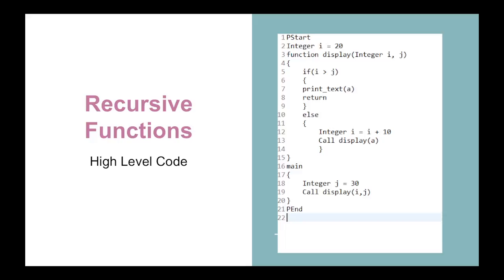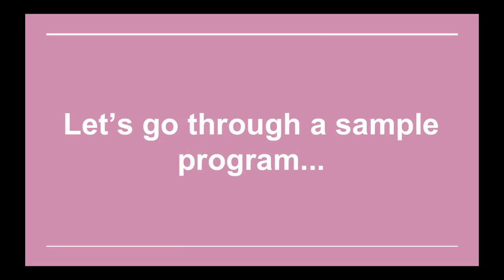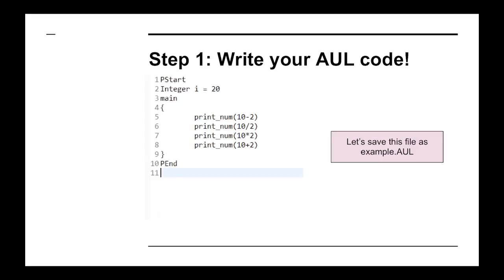In this example, we have the high-level code where we've defined a custom function called display. It takes 2 variables, and we're calling that function in our main function. You can see that in the if-else portion of our display function that there is a recursive call within the else portion. Let's very quickly go through a sample program from start to finish in OWL.